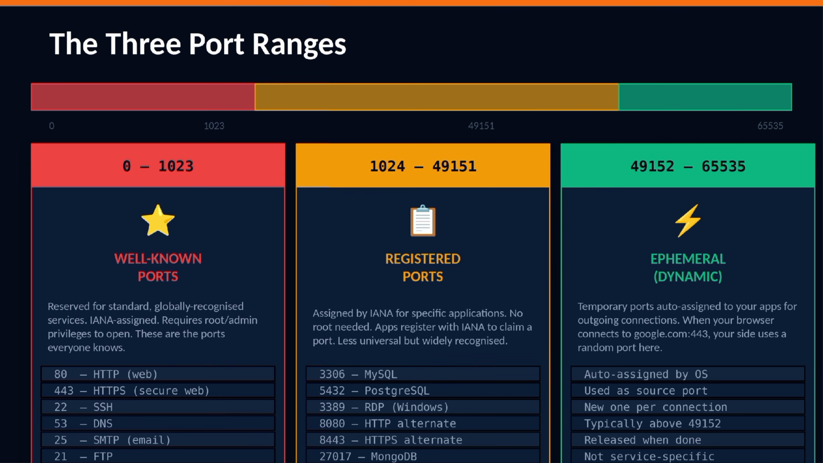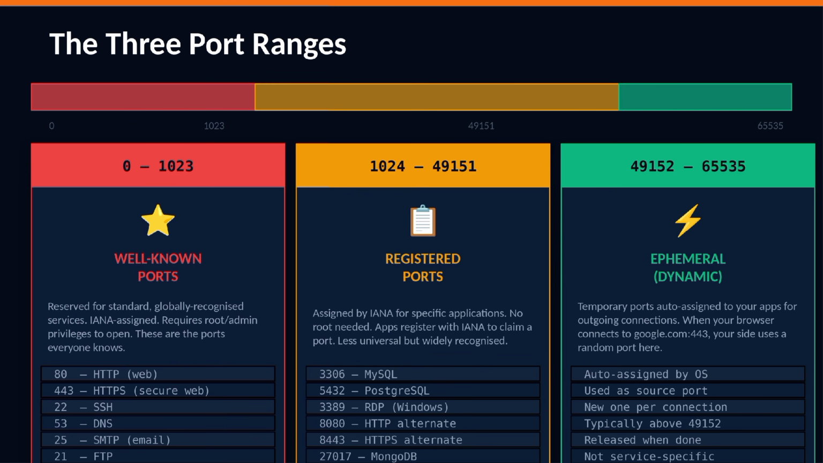Registered ports. These range from 1024 to 49,151. These are assigned to specific applications. Examples: MySQL, port 3306, PostgreSQL, port 5432, remote desktop, port 3389, alternate web, port 8080.